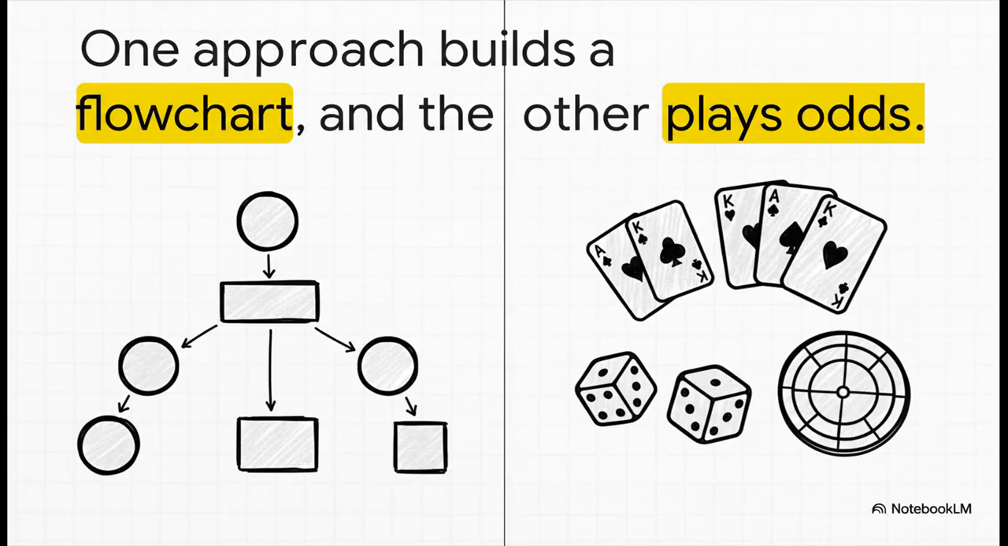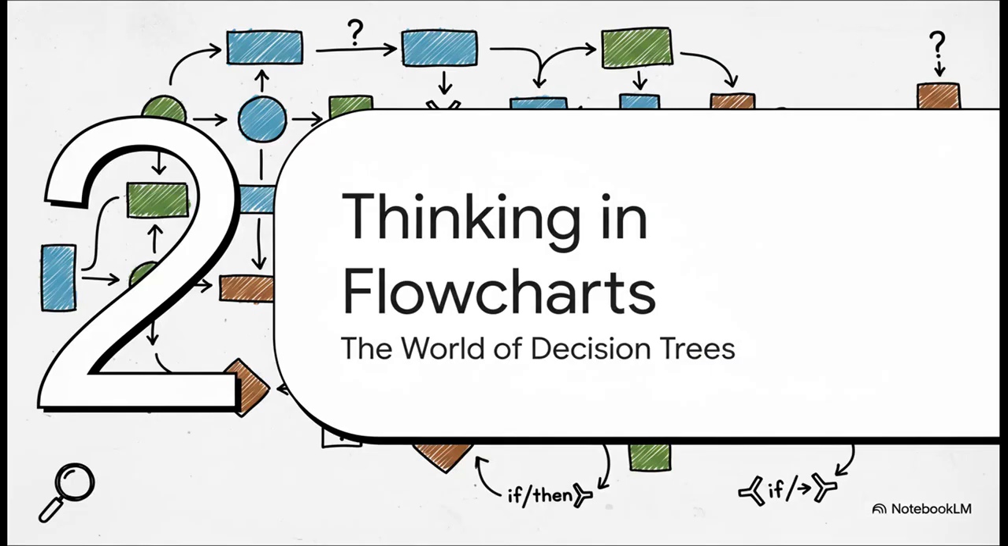So in one corner, we've got an approach that thinks in clear, logical steps, almost like a giant flowchart. And in the other corner, we have an approach that thinks entirely in probabilities, just constantly playing the odds. So let's meet our two main contenders, decision trees and naive Bayes. First up, we're going to dive into the world of decision trees. And honestly, this one is super intuitive.